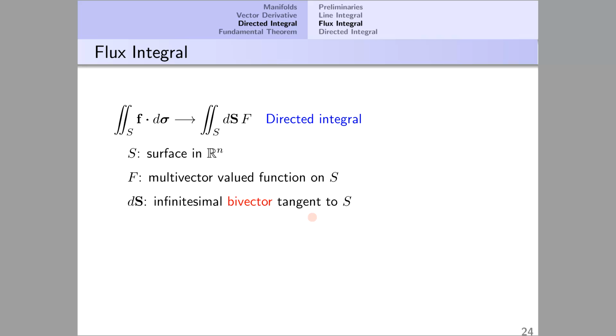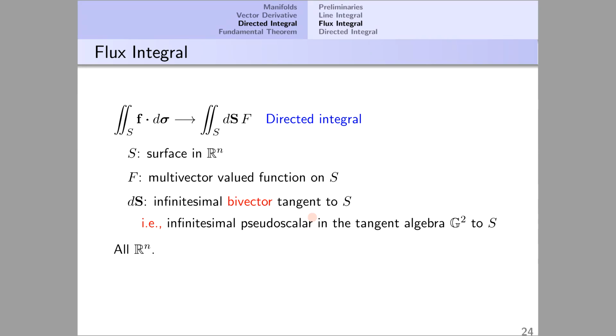It's in the tangent algebra G2. Its pseudoscalars are therefore grade 2 multivectors, that is to say, bivectors. And so another way to look at this infinitesimal bivector is that it's an infinitesimal pseudoscalar in the tangent algebra G2. And this works in all dimensions.